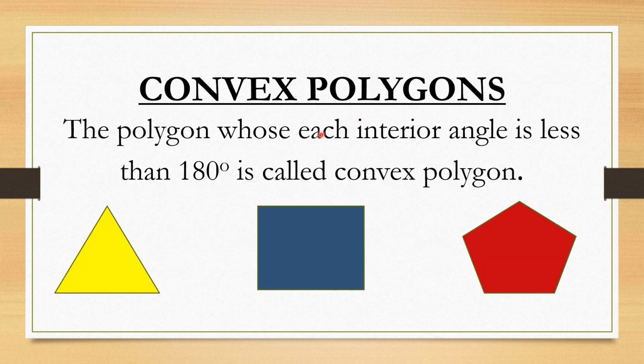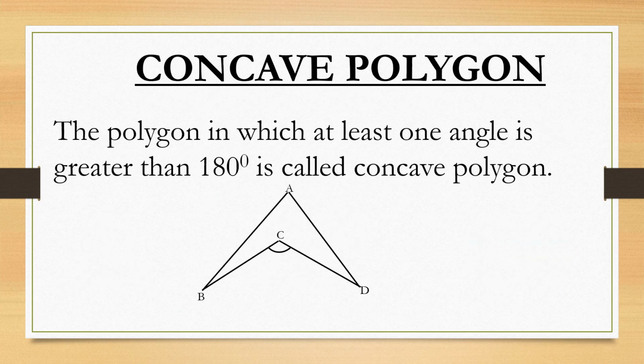Convex polygons. The polygons whose each interior angle is less than 180 are called convex polygons. Here are some convex polygons. Each of the interior angles you can see is less than 180. Now concave polygon, the polygon in which at least one angle is greater than 180 is called concave polygon. Unless it is stated, a polygon means a convex polygon.